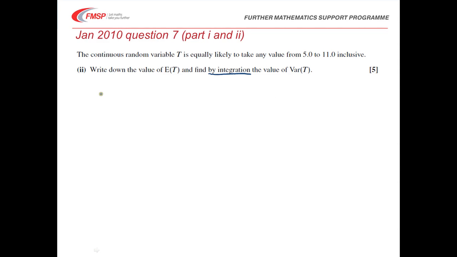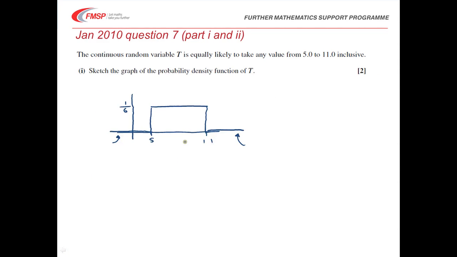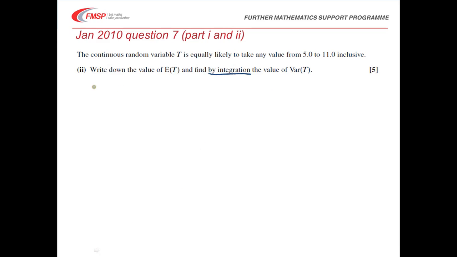So E of t. Now if it's a rectangular distribution, it's symmetric, so E of t will be slap bang in the middle. So we can see from that E of t must be 8. We also have this, which is your function. So you can see by doing that you're also creating quite a lot of information beforehand. So I know E of t is 8.